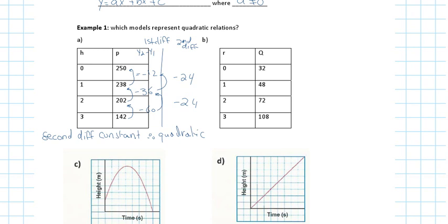I'm going to have to do the same thing for the second table to test the first difference. So 48 take away 32, that's 16. 72 take away 48, that's 24. And 108 take away 72, that is 36. First difference is not constant, so I have to move to the second difference.